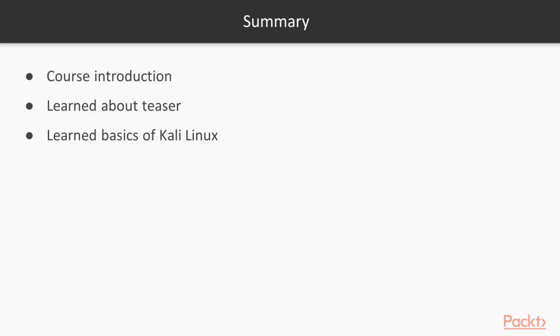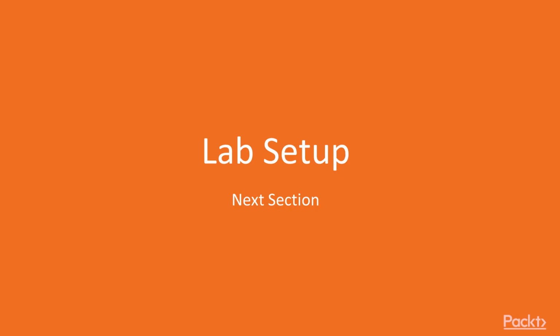If I talk about the section summary, first of all we have learned about the introduction of the course, we have also seen a teaser, and finally we have learned about the basics of the Kali Linux operating system. In the next section we are going to learn about lab setup, where we will install Windows and Kali Linux inside VMware Workstation. Thank you.